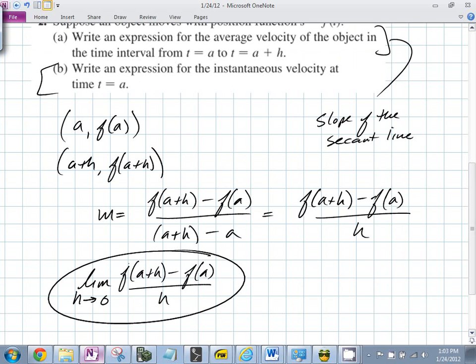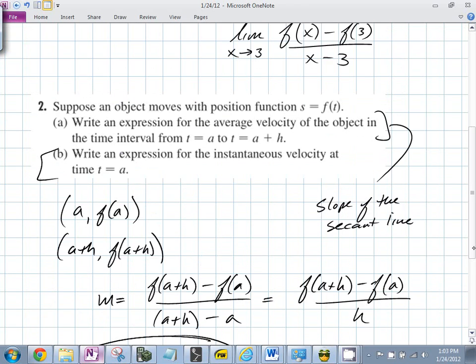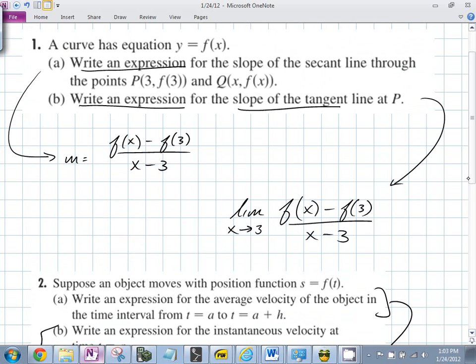For example, if we go back up here, you see this, everybody? We have x going to 3, right? This is the exact same as the limit as h goes to 0 of f of 3 plus h minus f of 3 all over h. These are the same.